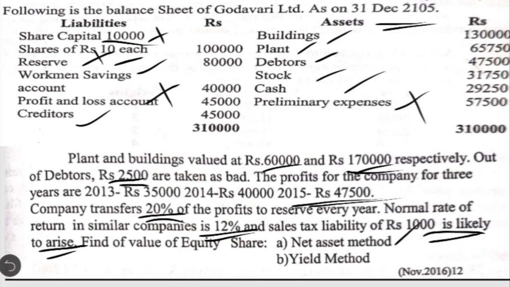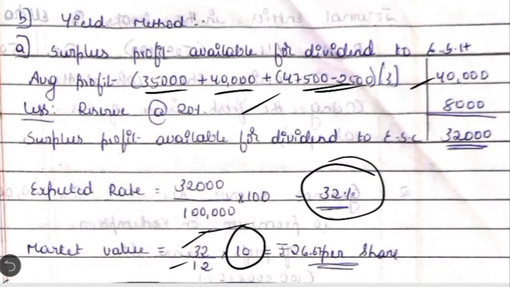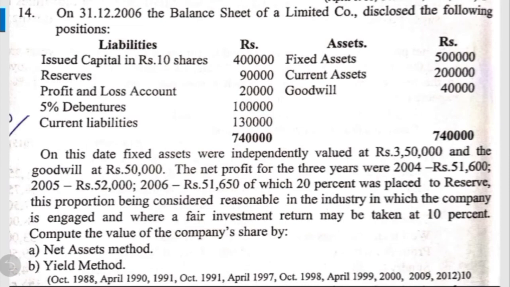So you can assume that these profits which are given are after tax profits, or you can assume that they have asked us to ignore the taxation anyway, but don't assume any percentage. Directly you have to calculate the adjusted average annual profit. From that you are going to deduct the reserve. Don't consider taxation. Okay, so this is the solution for the third question.